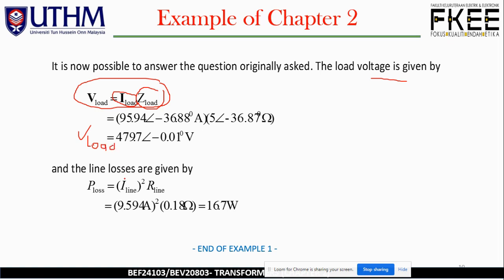Same goes for the line losses this time around. So try to calculate using this relationship or this equation. So happen at R line, which is 0.18. Okay, this is the actual value of R line provided in the question. So I line squared, 9.9594 ampere squared, multiplied by 0.18 ohms, giving us the new line losses after we put in the transformer. The value is now 16.7 watt. So this is the end of example 1.